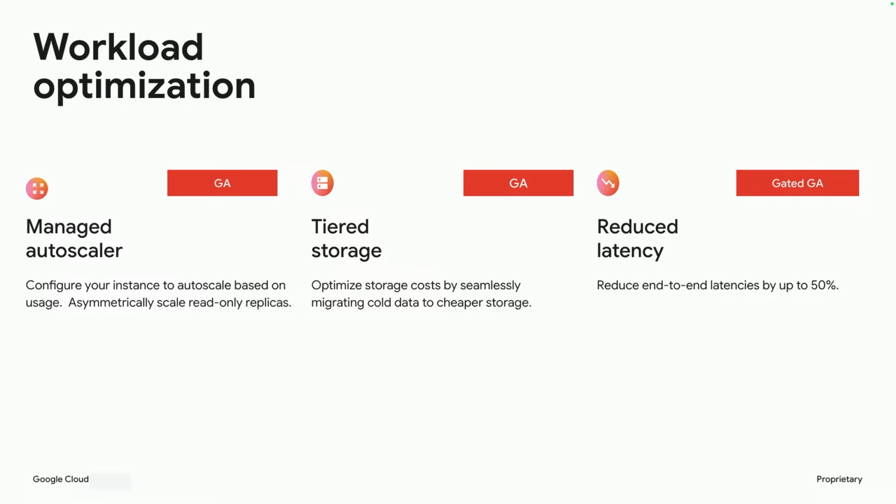How does it know what I need? Excellent question. Love that. Well, we've got the managed autoscaler. You can configure your instance to autoscale based on usage. And the genius part is that it can asymmetrically scale read-only replicas. Oh, so on a Black Friday, I don't have to go scramble, panic around, and buy some extra servers to handle the people looking for sales and leave it out there for 11 months to sit. Exactly. And that's the flexibility that's translating directly into massive cost savings, Rakesh.